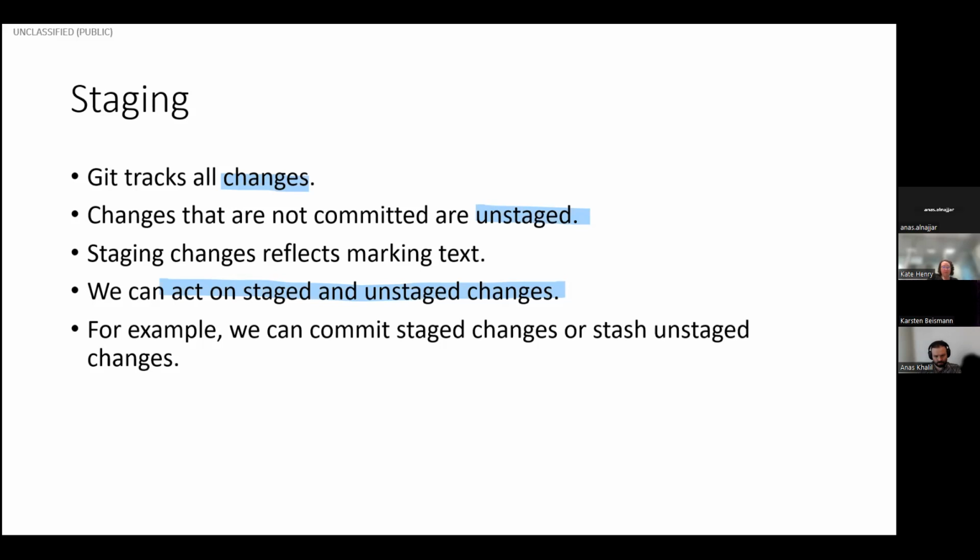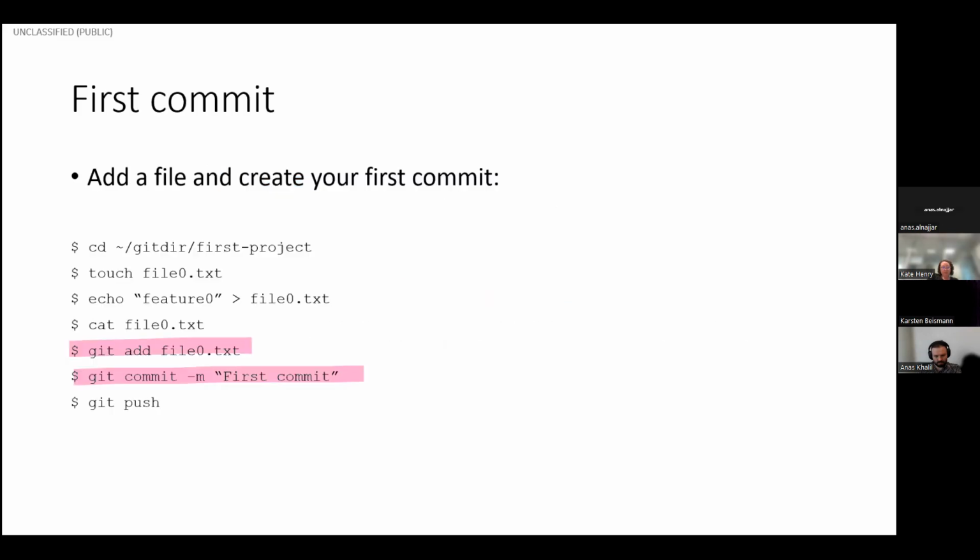So now knowing that, you've seen git status, you know what staging means. We'll create our first commit, which means we are going into the repository which is cloned, our first project. The first command is touch file0, which just means we're creating this file. And we forward one line of code into this file. This line, cat file0.txt, just checks it so you can see how it actually looks.